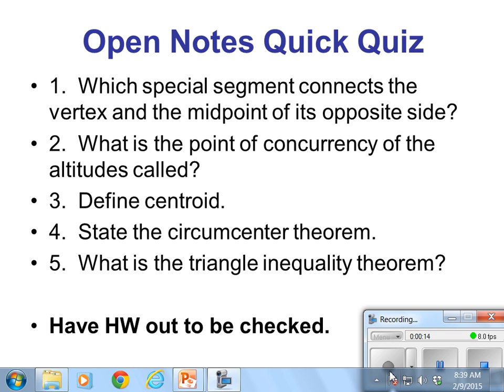All right. What is the point of concurrency? Remember, point of concurrency is where all of them come together, right? The point of concurrency of the altitudes is called the orthocenter. Everybody agree with that? Define a centroid. Tell me what a centroid is.